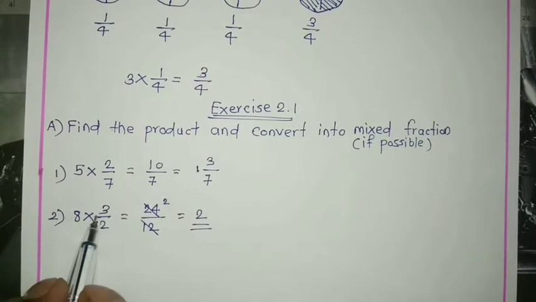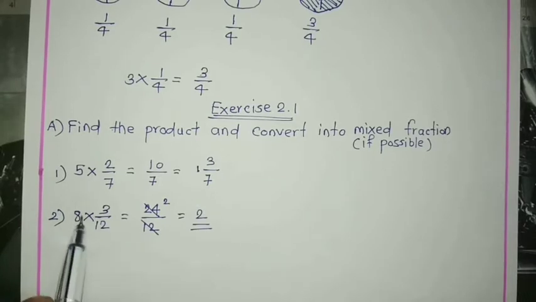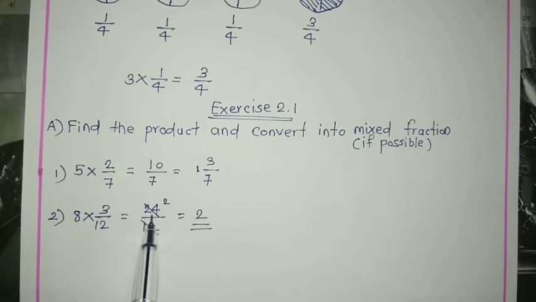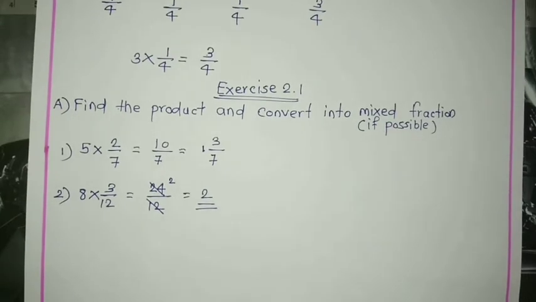The second question is 8 into 3 divided by 12. In this question I multiply 8 into 3, I get 24, and 12 stays as it is. So I divide 24 by 12. 12 twos are 24, so I get directly 2. Here a mixed fraction is not possible, so I directly write 2. Okay, if a mixed fraction is possible, then you convert into a mixed fraction. If not possible, then you write it as it is.